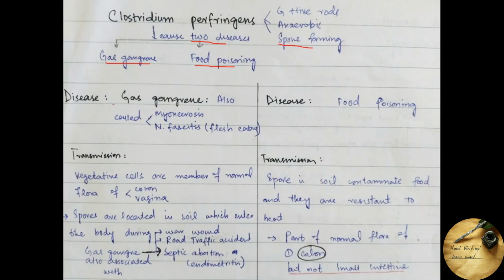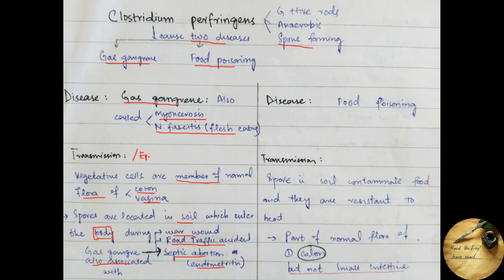Coming toward the first disease, gas gangrene, which is also called myonecrosis and necrotizing fasciitis or flesh eating. So what is the epidemiology of Clostridium perfringens causing gas gangrene? The spores of Clostridium perfringens are located in the soil, which enter the body through war wounds and road traffic accidents. Whenever there is a wound in war or an RTA, the spores enter the wound. The gas gangrene caused by Clostridium perfringens is also associated with endometritis. Also, the vegetative cells of Clostridium perfringens are members of the normal flora of the colon and vagina.